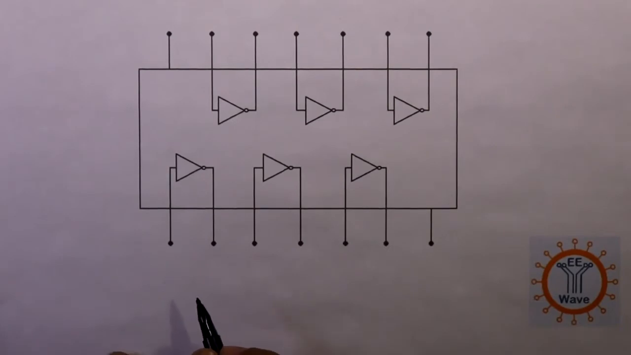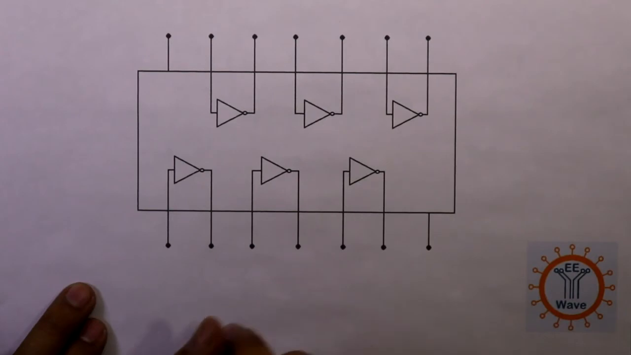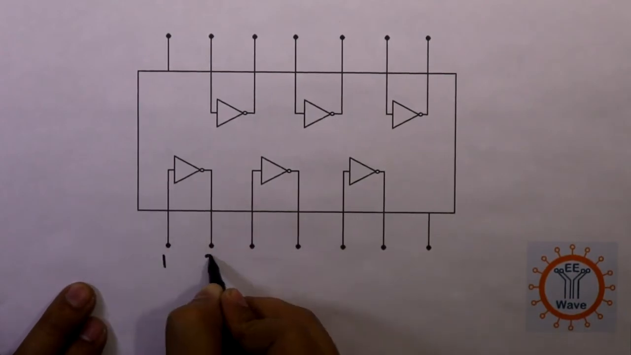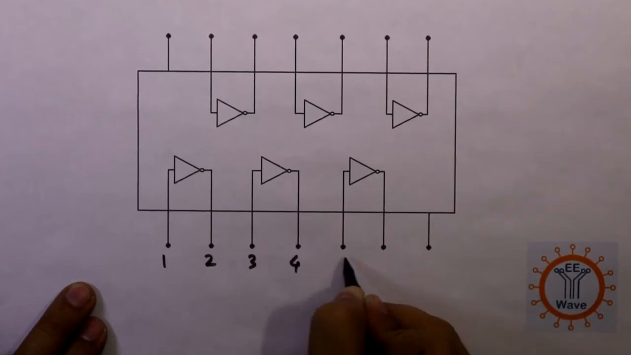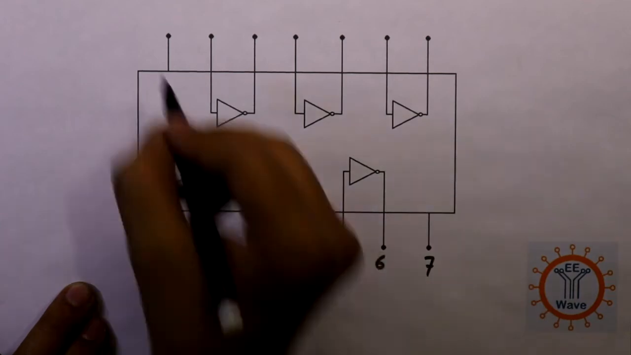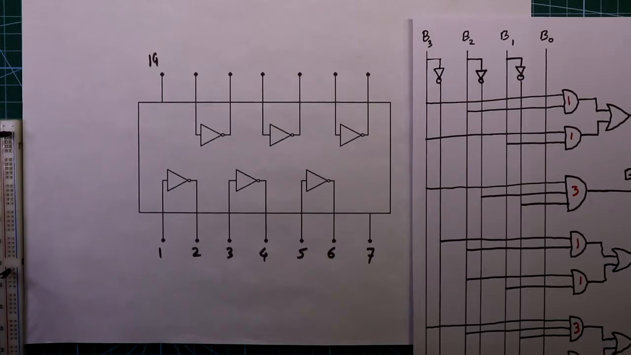Now let's see the pin diagram of IC 7404. It is the NOT gate IC. In this circuit we need 3 NOT gates. So here it is pin number 1, pin number 2, pin number 3, 4, 5, 6. And 7 is for ground, and pin number 14 is for plus VCC. Now see this circuit.